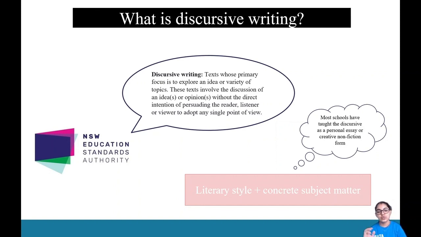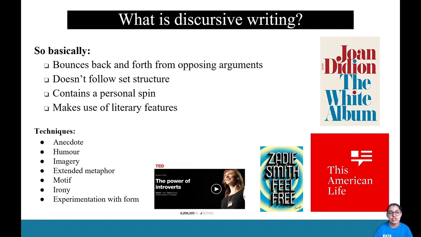And most schools teach discursive writing as either a personal essay or as a creative nonfiction form. So we have a literary style, but we also need to have a concrete subject matter in order to write a solid discursive piece. Essentially, a discursive text bounces back and forth from opposing views. It's taking one idea and discussing the various elements of it, and it doesn't follow a set structure. So there's no set structure, unlike persuasive and creative.